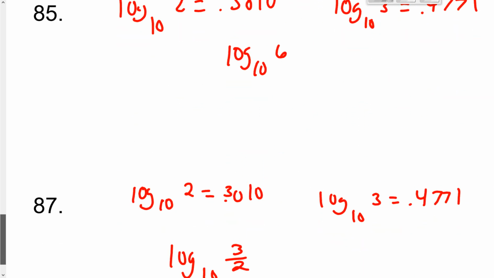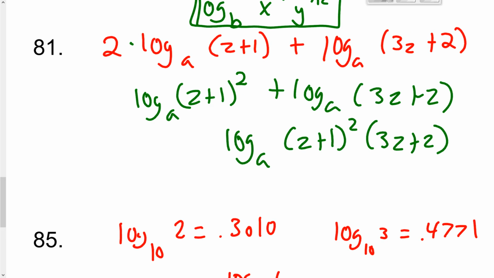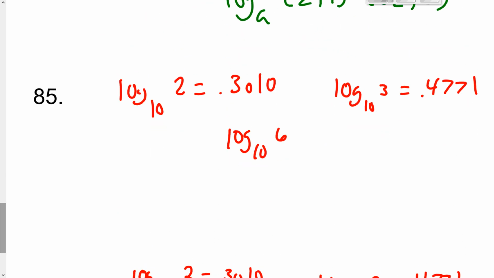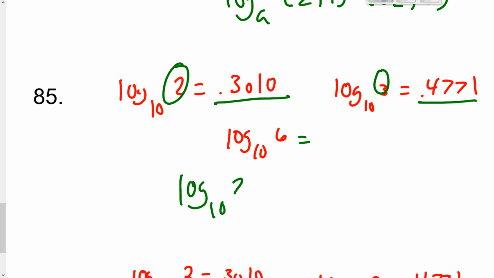Okay, now 85 and 87 is different. We're using this fact that log base 10 of 2 is equal to 0.3010. It's probably an approximation there. And then log base 10 of 3 is 0.4771. Now we want to find out what is log base 10 of 6? Well, how do I get 6 from 2 and 3? Well, you multiply them, right? So that means this would be log base 10 of 2 times 3.